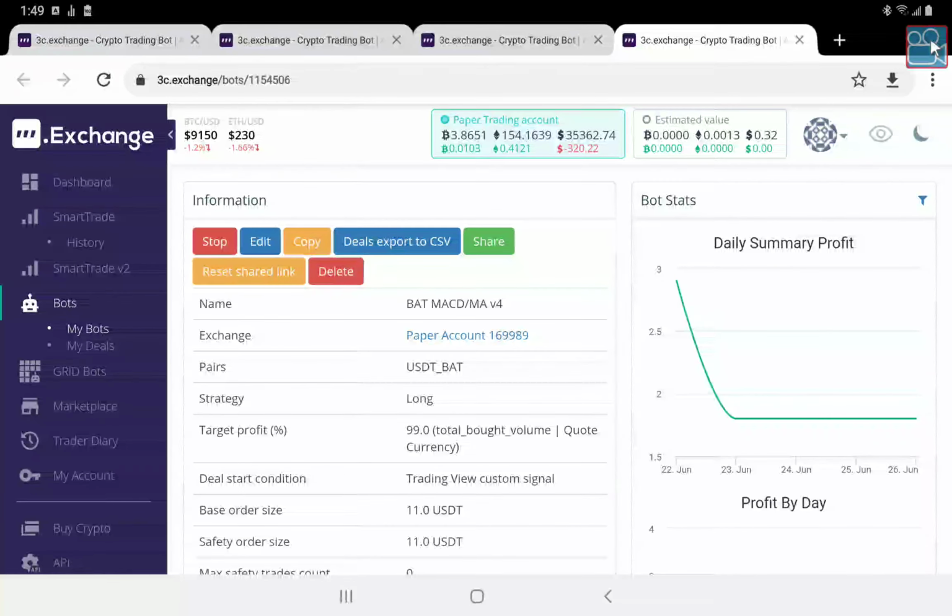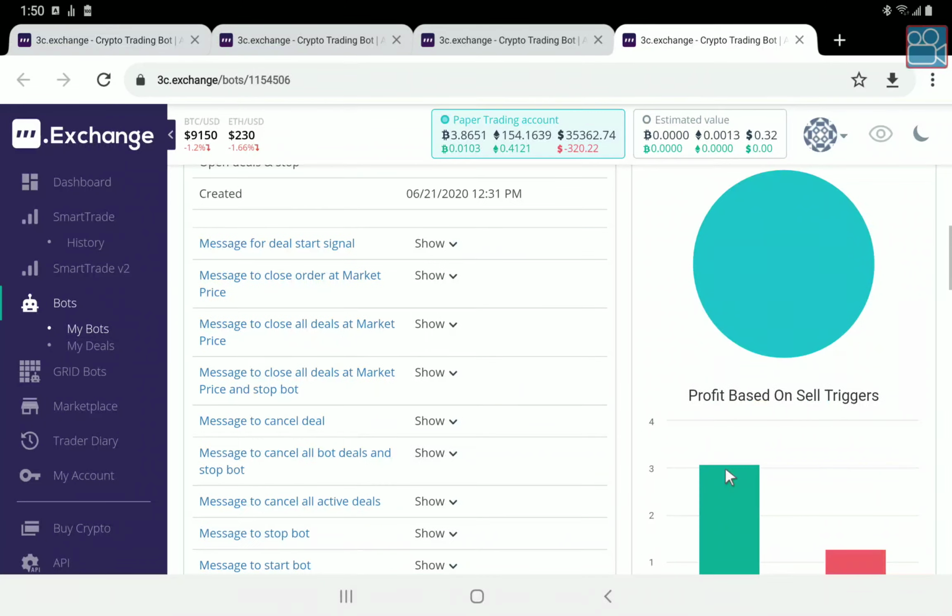Hello. In this video, I'm going to talk exclusively about the MACD moving averages results. And for this, I'm going to be strictly within the 3Commas exchange today. Now, I have up first version 4. After several days of the paper bot not working, it's finally working.